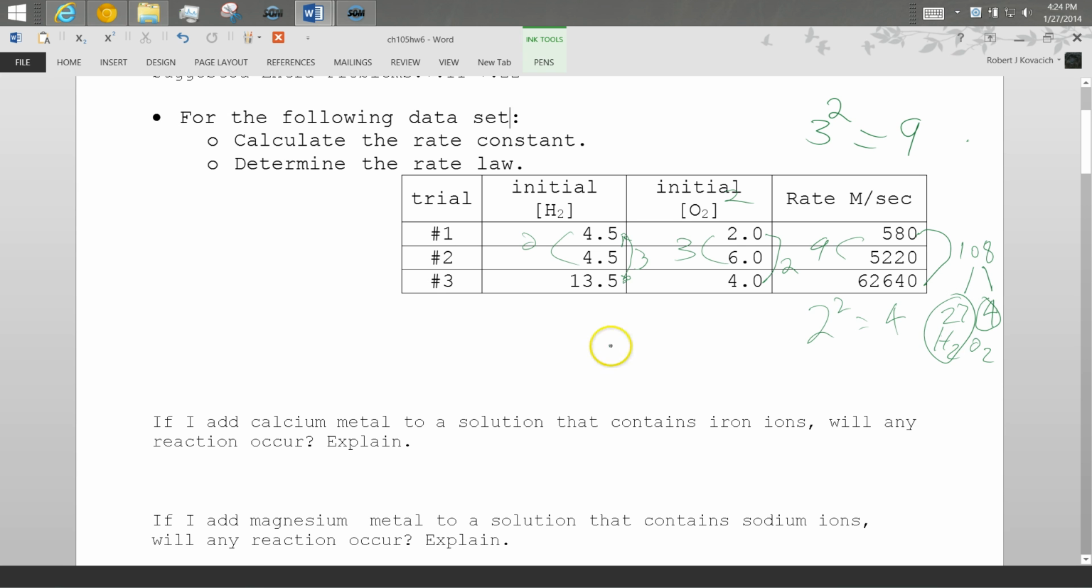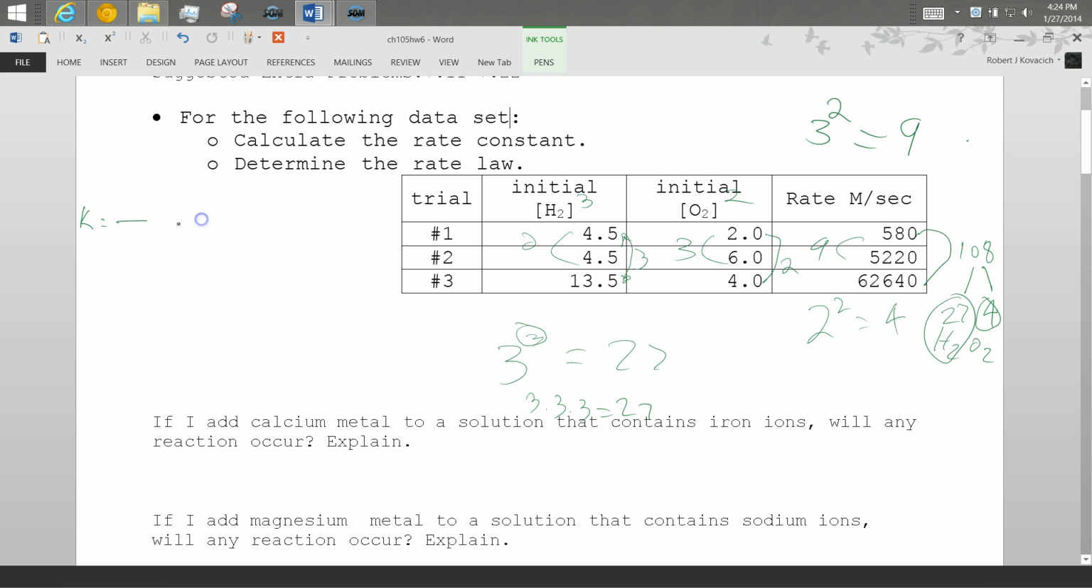So I've got 27 and I've got 3. What number needs to go right there? What 3, when it's raised to the third power, that's 3 times 3 times 3, is going to give us 27. So it must be third order with respect to the H2 and second order with respect to the oxygen. Okay, and so I would plug that into a rate law.